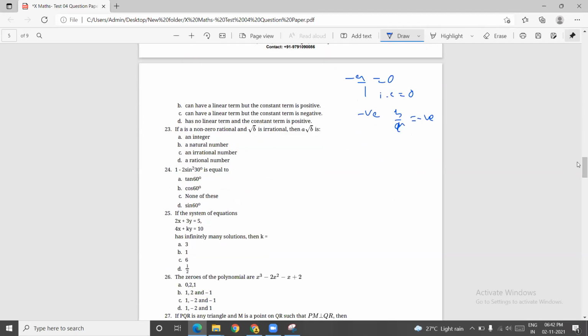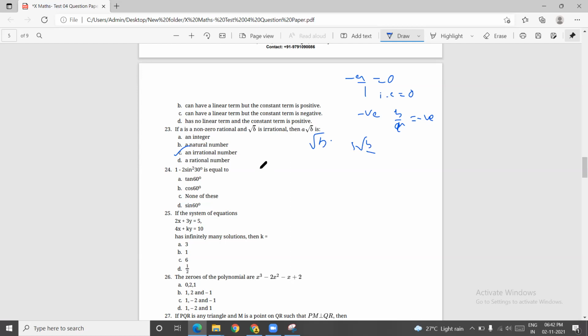If a is a non-zero rational number and root b is irrational, then a root b is. Product of a rational and irrational is what, students? Product of rational and irrational is what? It's an irrational only, no? If root b is irrational, 3 times root b is also irrational only. You won't get any rational.